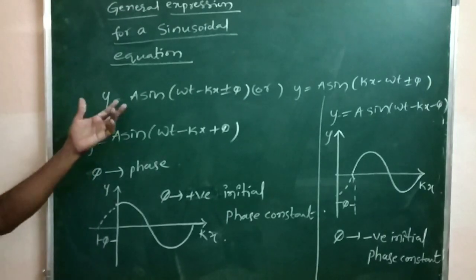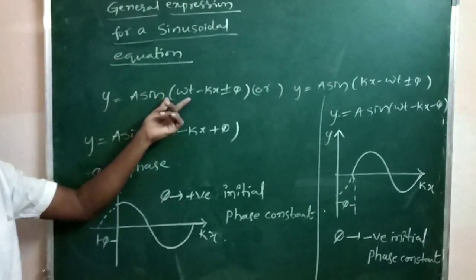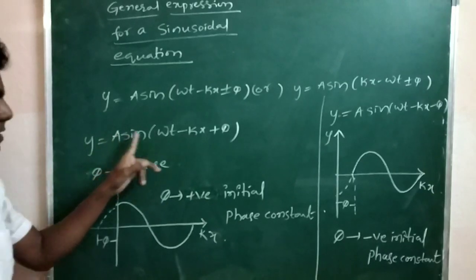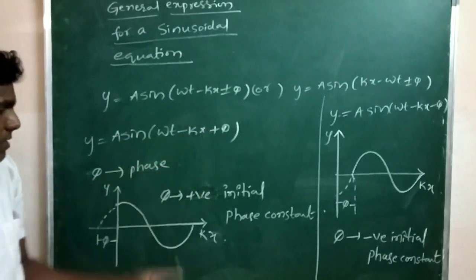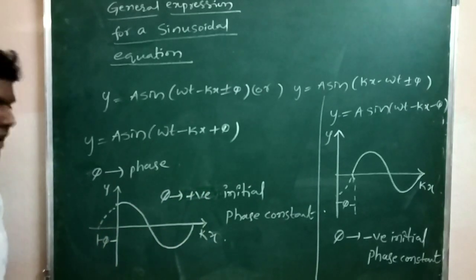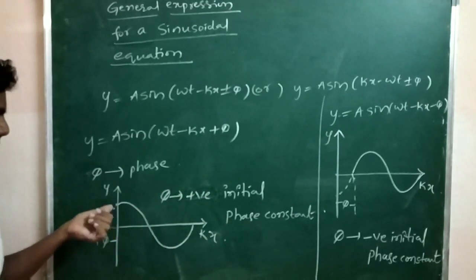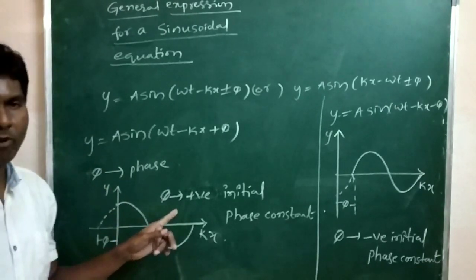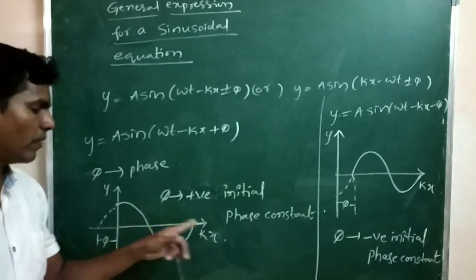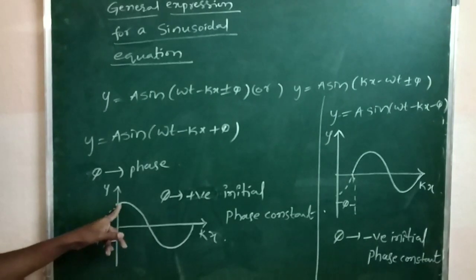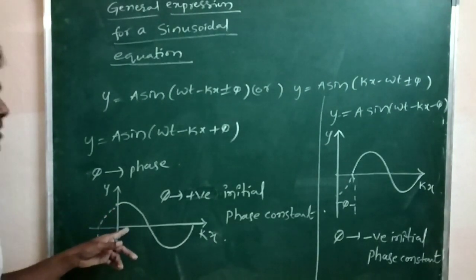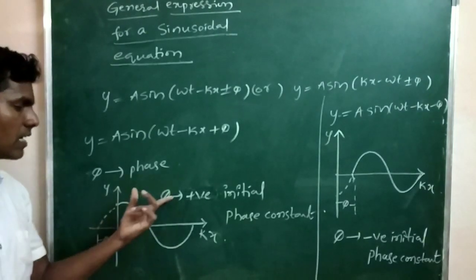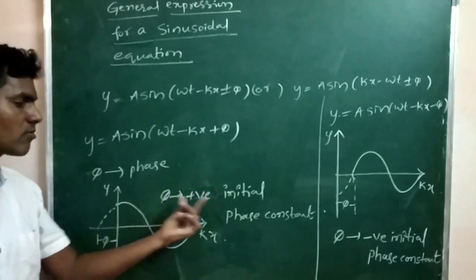What are sinusoidal equations? Y is equal to a sine omega t minus kx plus or minus pi. If we take y is equal to a sine omega t minus kx plus pi, it means the wave moves in the positive x direction, and along the y-axis the displacement is y, along the x-axis is the propagation constant with the distance of the wave x, kx. The phase takes place along the positive x direction, and above the x-axis the phase is considered a positive initial phase constant.